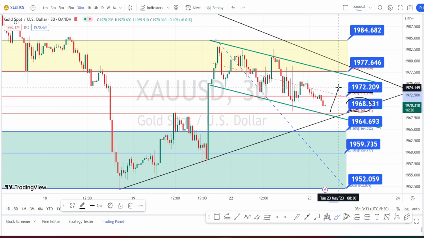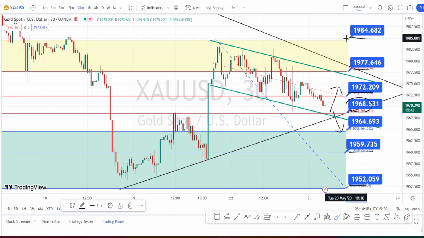Once the price action breaches this resistance level of 1972, next level of resistance is going to be around 1977 and 1984 on the bullish side. And on the bearish side, if the price action breaches this support level of 1968, next level of support is going to be around 1964, 1958 and 1952.